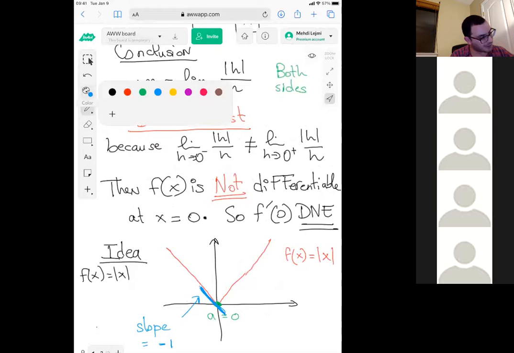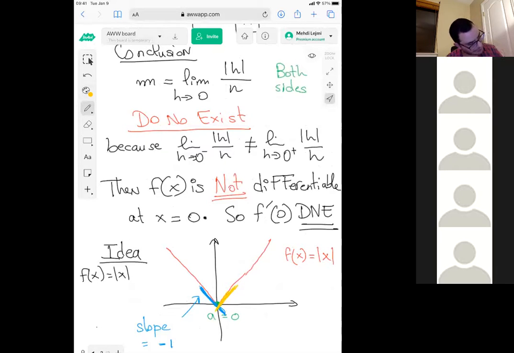Now on the right of 0, if you take the tangent line here, the slope of this line is going up, right? It's increasing, so the slope is positive. So the slope of this line would be positive 1, right? And that's exactly what I'm saying.